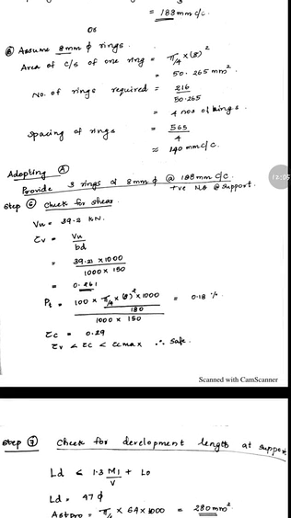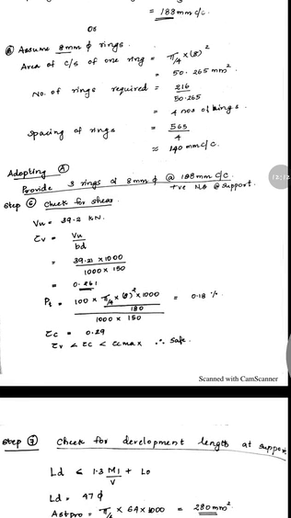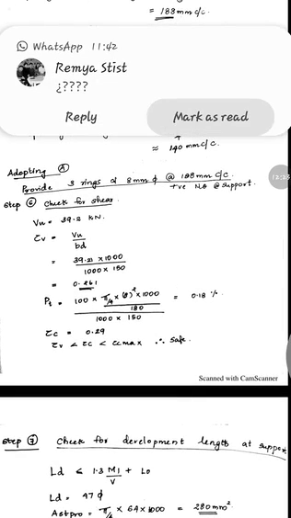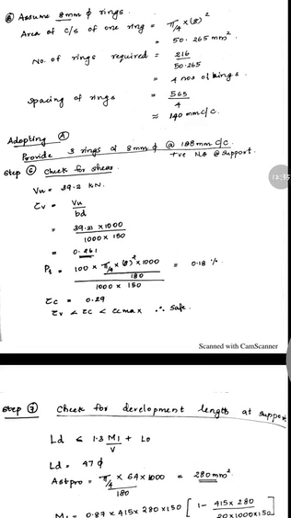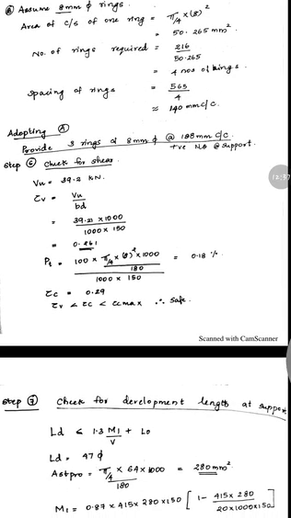So Vu is 39.2 kilonewton, tau V equal to Vu divided by bd, and for Pt, just take the maximum area provided, that is 8 pi by 8 square into 1000 divided by 180, so that we will be getting the percentage for the maximum area of cross section. So Pt equal to 0.18 percentage, tau C equal to 0.29. So tau V is less than tau C is less than tau C max, therefore it is safe.